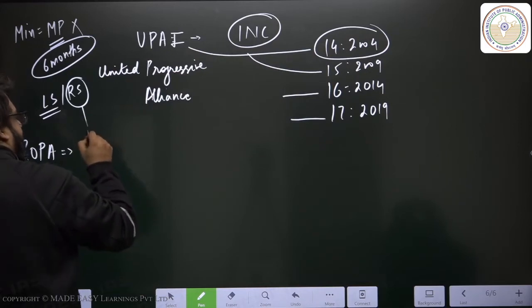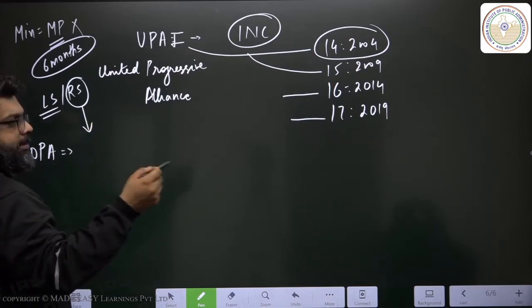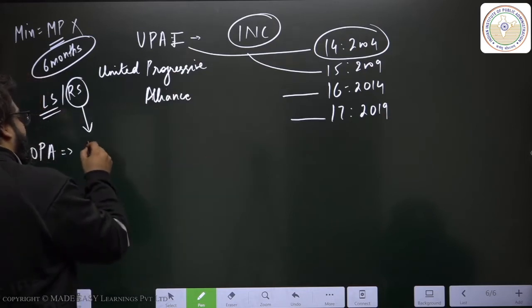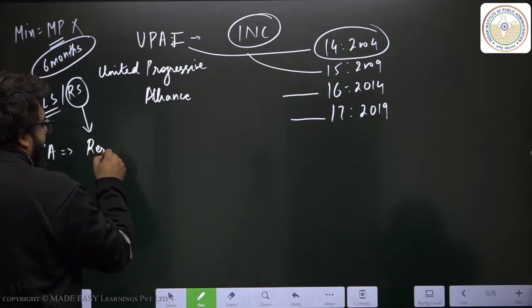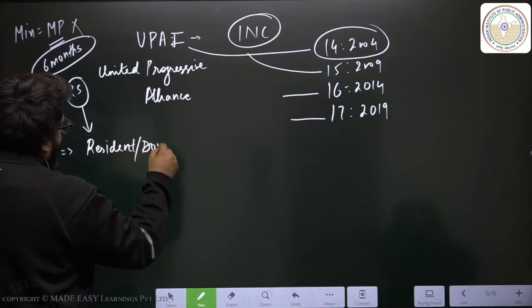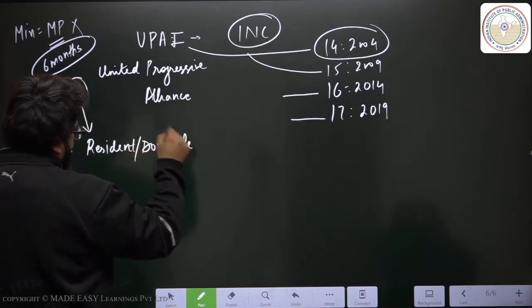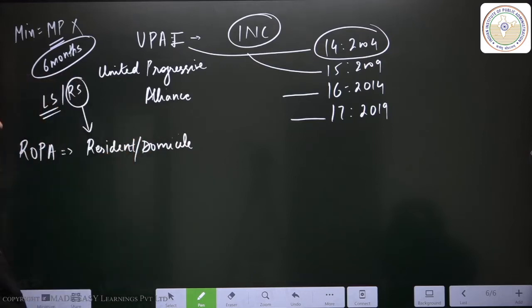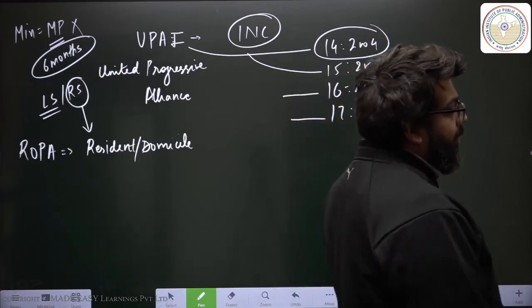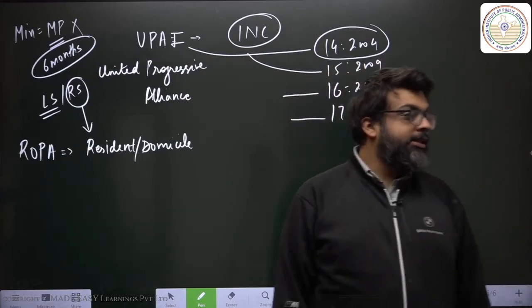That time, for you to contest a Rajya Sabha seat from a specific state, you had to be a resident of that state or had to be a domicile of that state. Okay. Now, Manmohan Singh was a resident of Punjab, but there were no empty seats, there were no elections due.